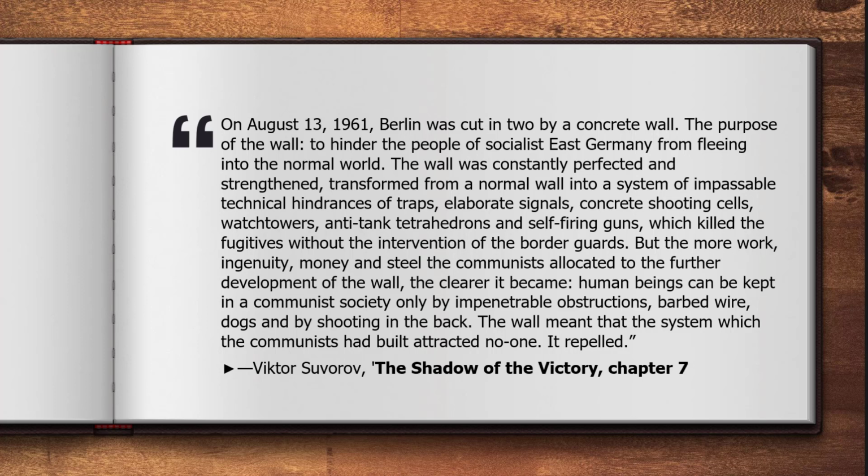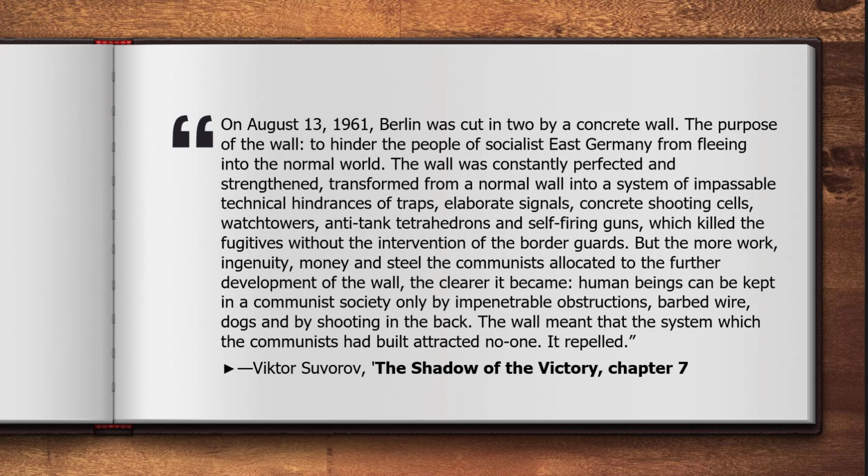The purpose of the wall? To hinder, to slow down or stop, the people of socialist East Germany from fleeing into the normal world. The wall was constantly perfected and strengthened, transformed from a normal wall into a system of impassable technical hindrances of traps, elaborate signals, concrete shooting cells, watchtowers, anti-tank tetrahedrons, big wooden things wrapped around with barbed wire, and self-firing guns which killed the fugitives without the intervention of the border guards.